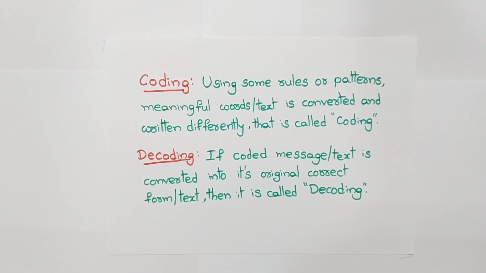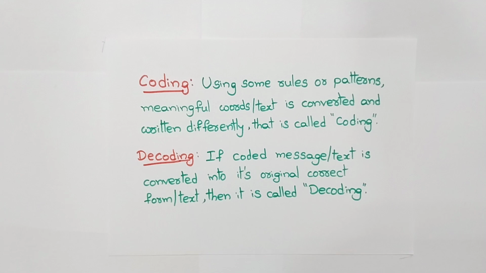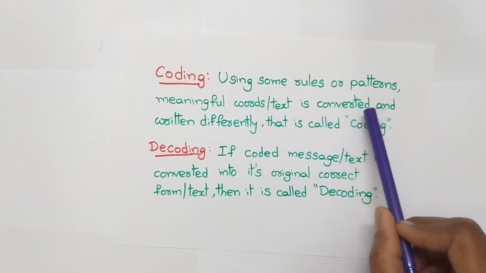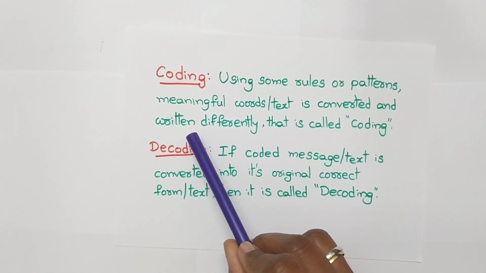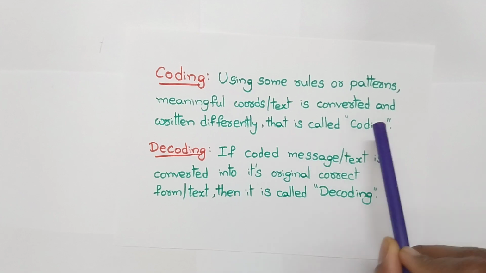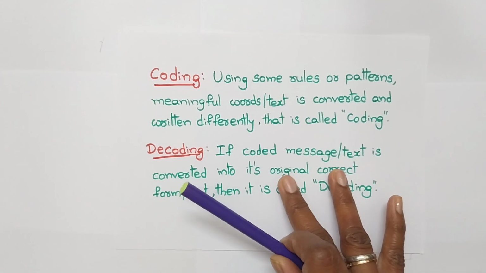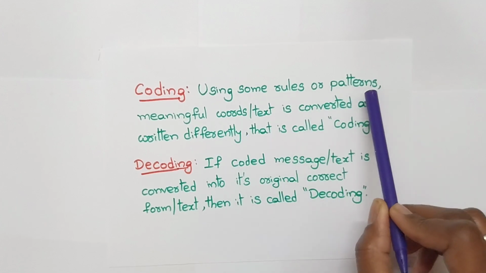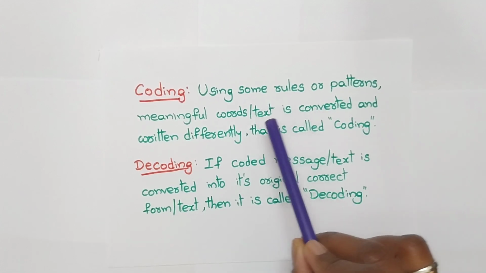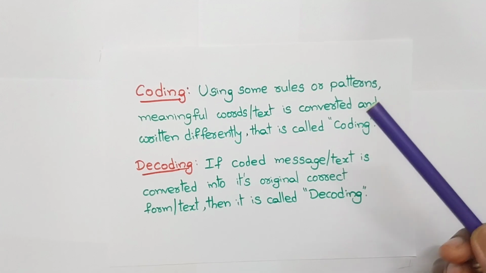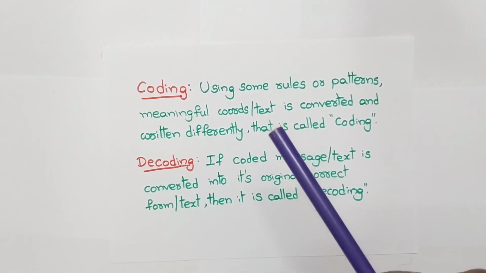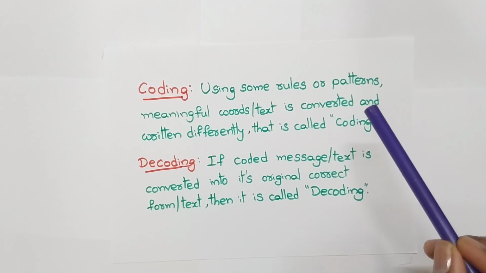What is coding? Using some rules or patterns, meaningful words or text are converted into something else and written differently. That is called coding. Using some rules and patterns, the proper text is converted into a different form. That is called coding.